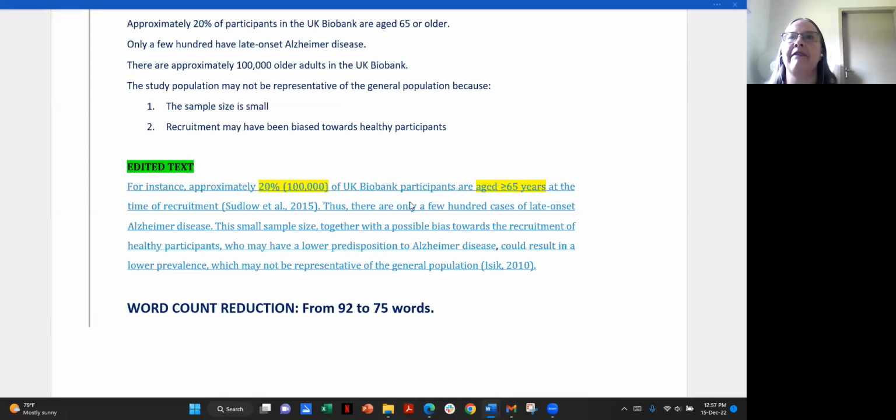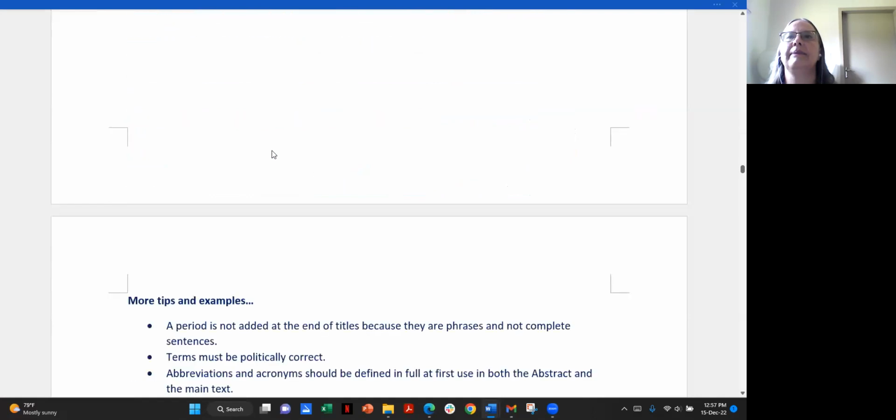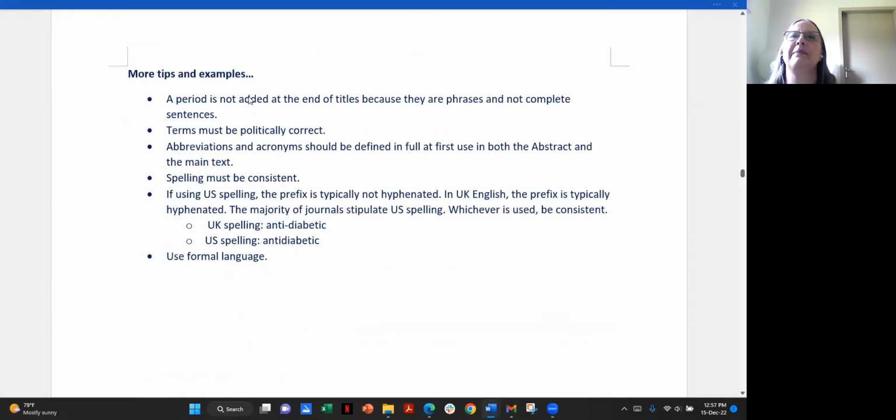So doing that, I've now reduced your paragraph from 92 to 75 words, and that's about a 20% reduction. So you can see the importance of an editor making your work concise, especially when you submit to journals who have stringent word count requirements. And this is something that we can offer to you, is to reduce your word count. Here's just a few more tips and examples.